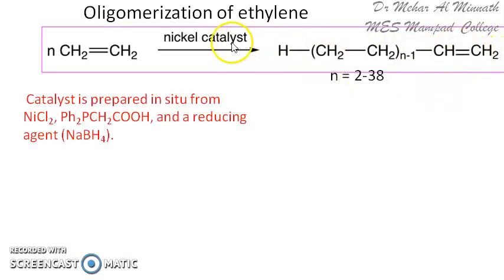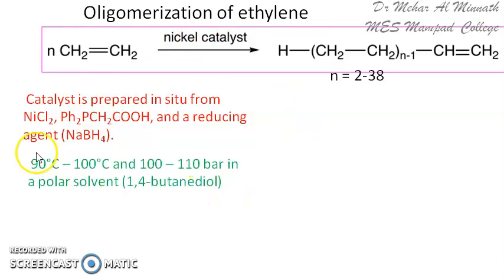Now this nickel catalyst is produced in situ during the reaction from NiCl2, a phosphine group, and a reducing agent, sodium borohydride. So these three result in the production of the nickel catalyst. Other reaction conditions required are a temperature of 90 to 100 degrees centigrade, 100 to 110 bar pressure, and the presence of a polar solvent. Usually the polar solvent used is 1,4-butanediol.